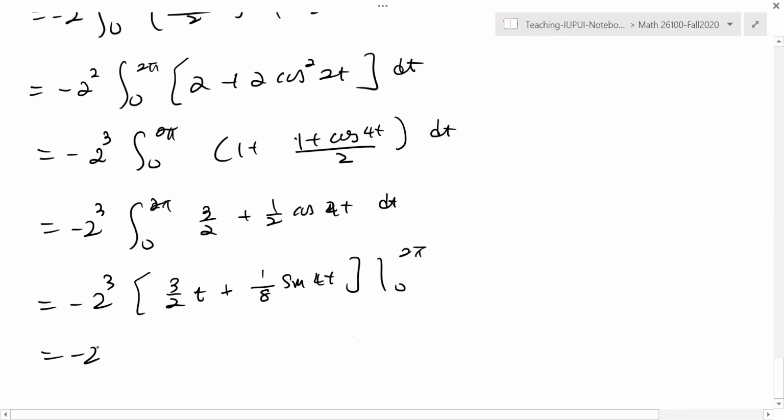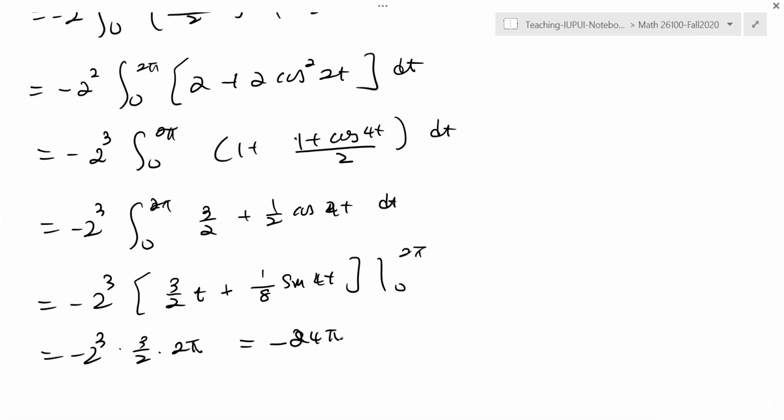So you get 3/2 times 2 pi. The second one is 0, because sine of 4 times 2 pi is sine 8 pi, which is 0. So eventually you will get negative 24 pi again. So for some problems, either way is okay, though one is a little bit more complicated. In one of them, you can evaluate the integral directly.